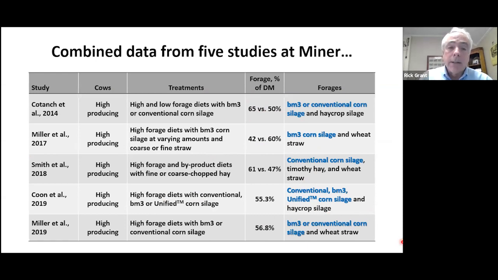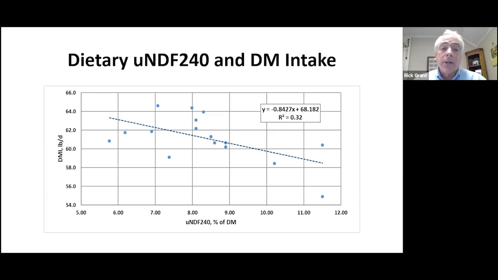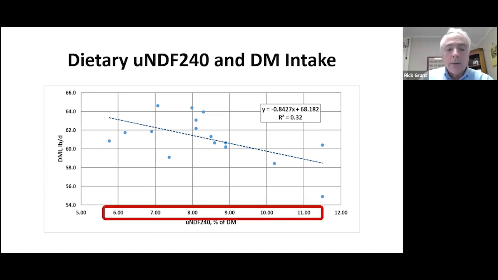And we wanted to look at what we saw in terms of relationships with these diets between uNDF240 and intake, and then, as I'll show you in the next slide, physically effective uNDF240 and intake. So in this first slide, we have uNDF240, and in this database it varies from just under 6 up to 11%, which is a pretty good range.